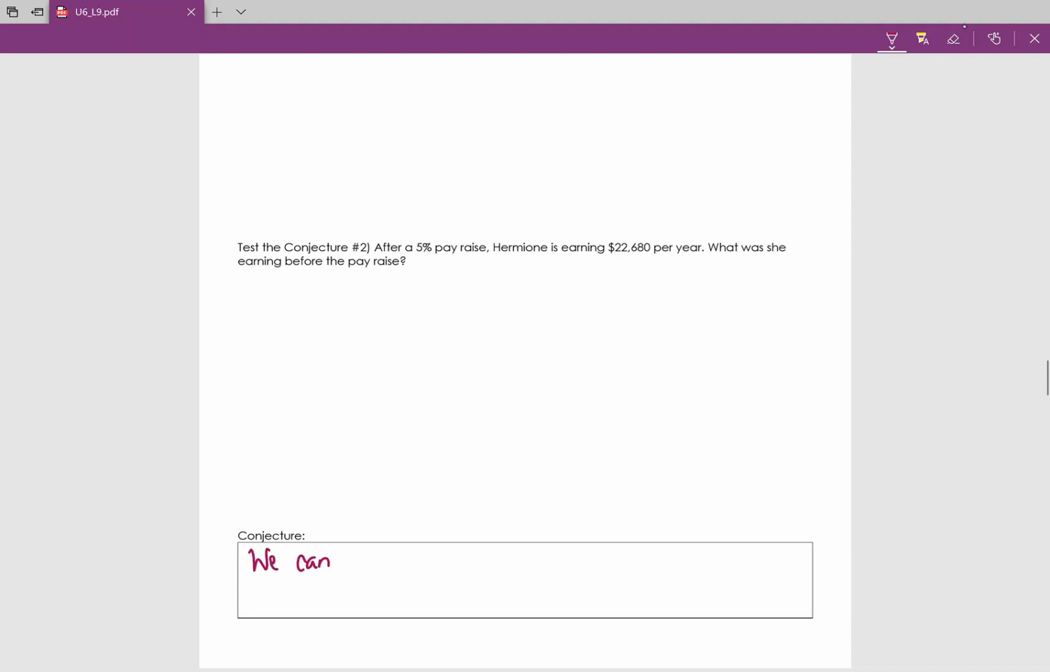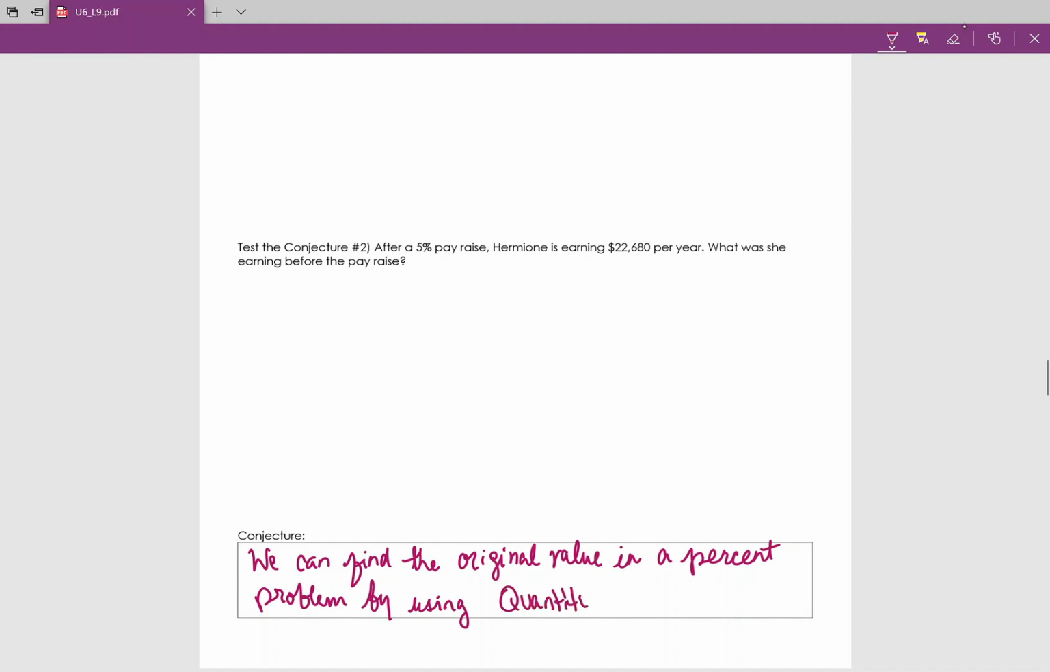We can find the original value in a percent problem by using quantity equals percent as a decimal times our whole.